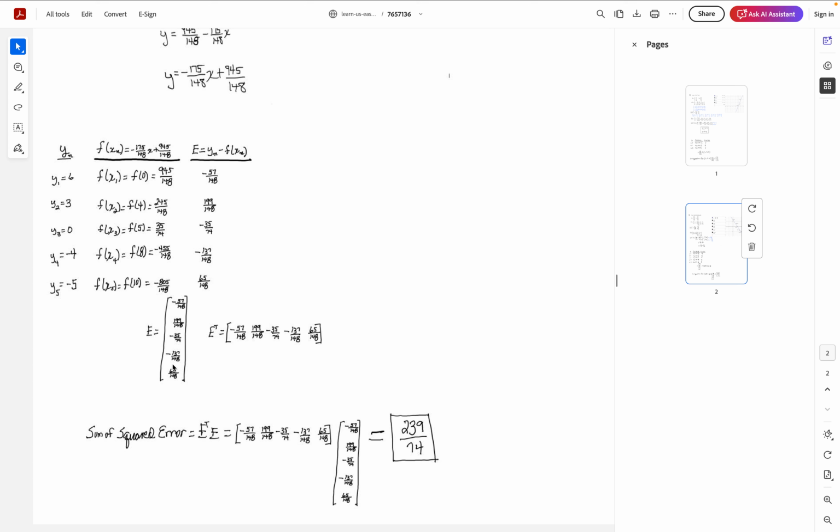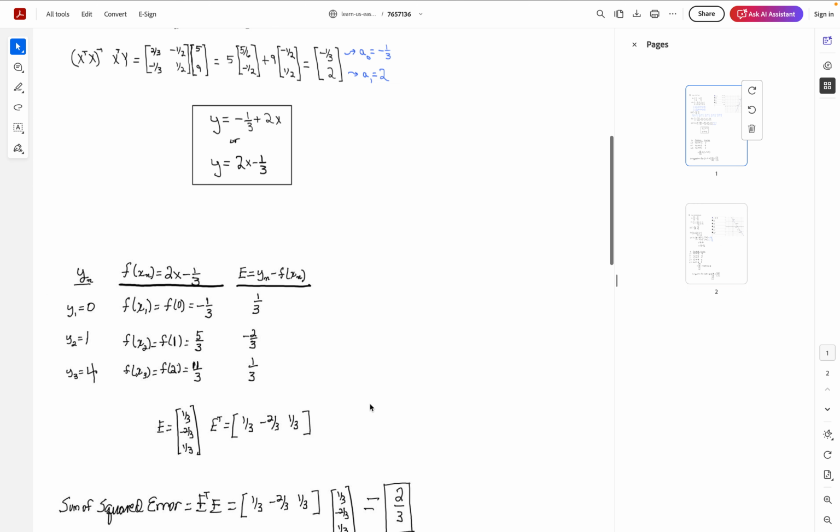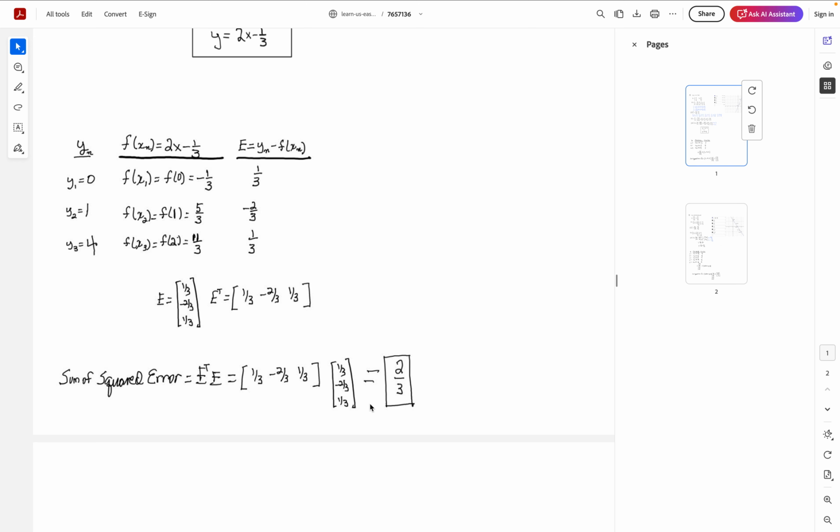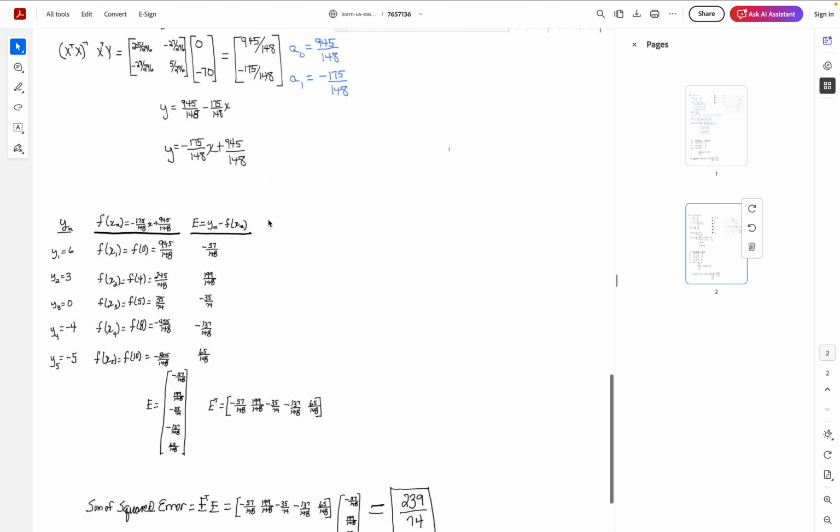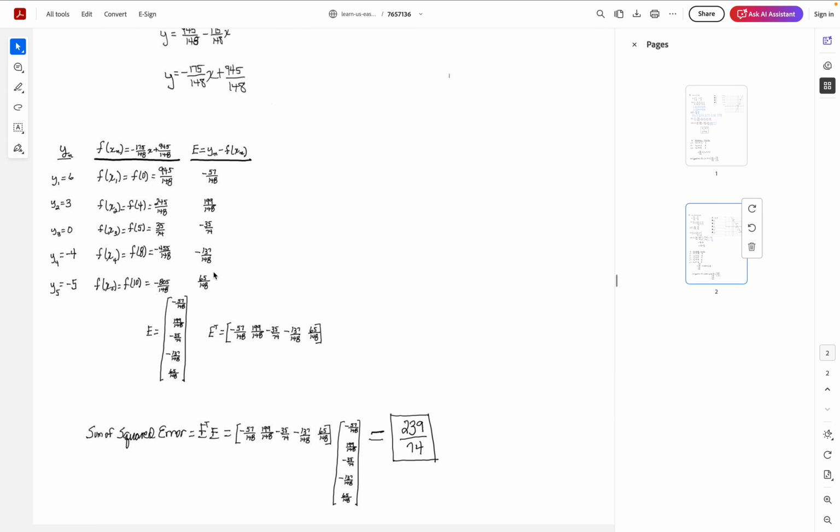So we have a one column matrix. Taking the transpose of that layout, we have a one row result, and for the sum of the squared error, taking the product of the transpose of E with E, the sum of the squared error comes out to 239 over 74. Again, the problem was finding the sum of the squared error, but in terms of the sum of the error, the positive and negative error amounts cancel each other, so the sum of the error will be 0, like in the first case, and also in the second case. So the sum of the error is 0, while the sum of the squared error is non-negligible.